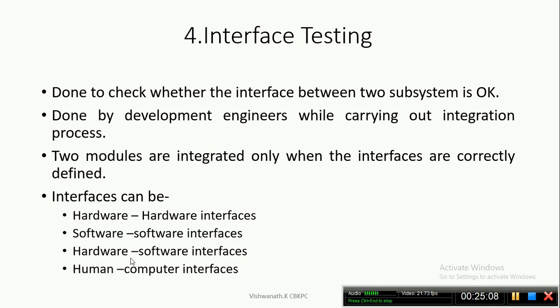Next is the hardware to software interface. This is a difficult one, because for hardware to software the best example is the embedded system. Or, if you are installing any additional card, some PCI cards or some video cards. For example, we have hardware like a PCI card or a video card.